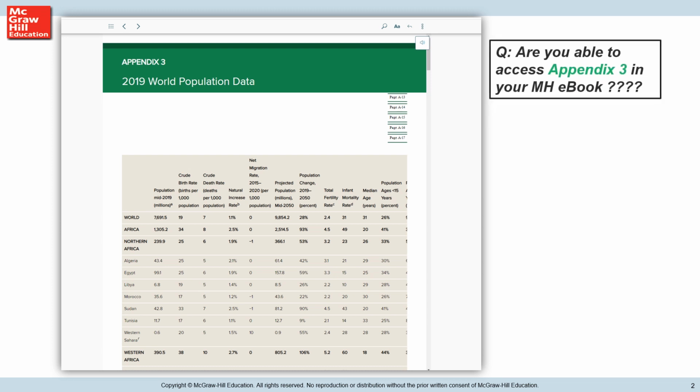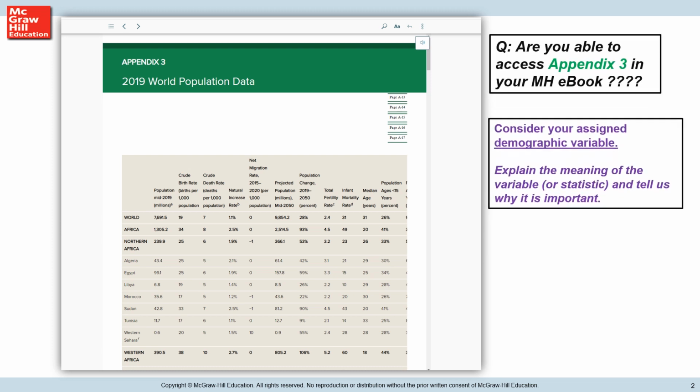Now, something that's very handy in your textbook and ebook is there is an appendix of demographic data in the back. We may refer to this at one time or another when we look at example countries. Now, the slide says, consider your assigned demographic variable and then explain the meaning of it.